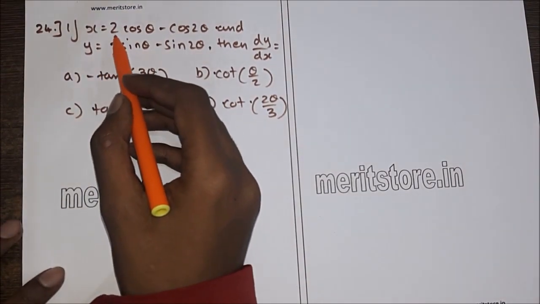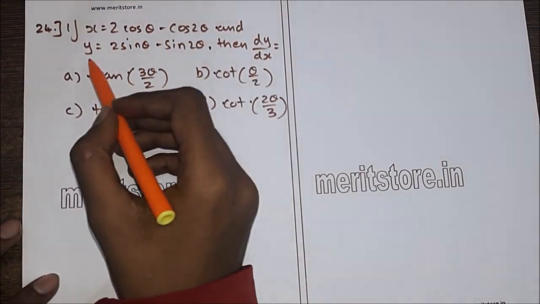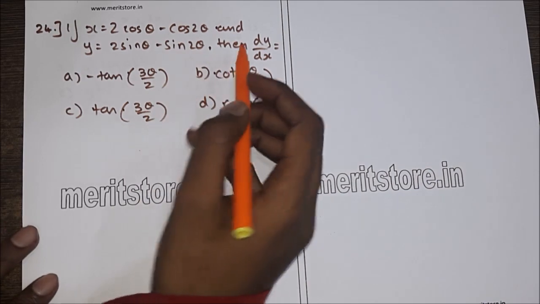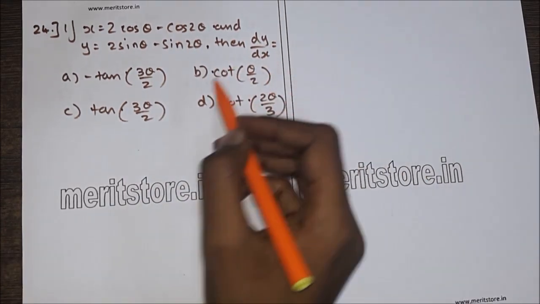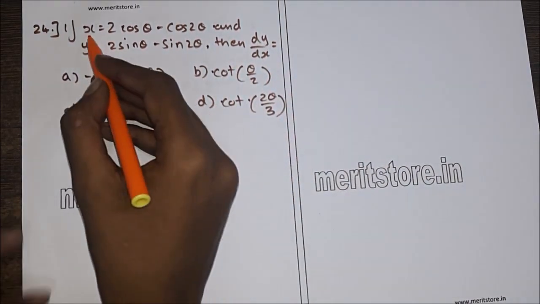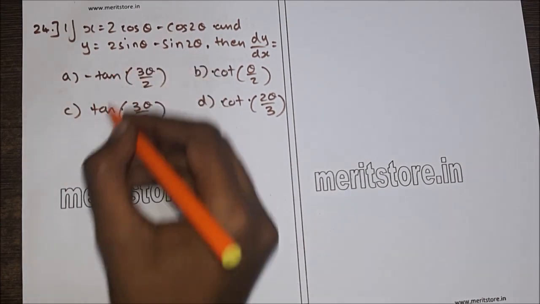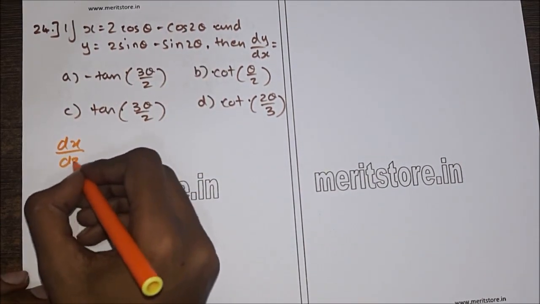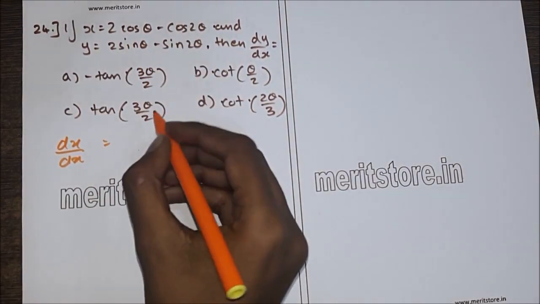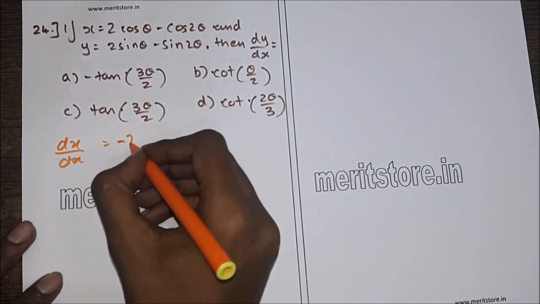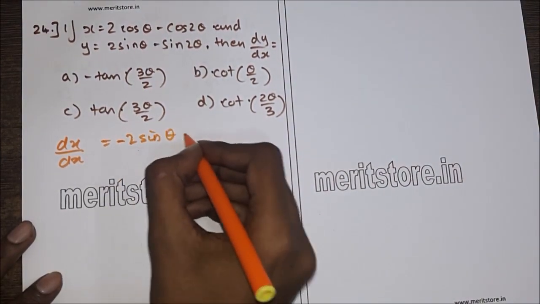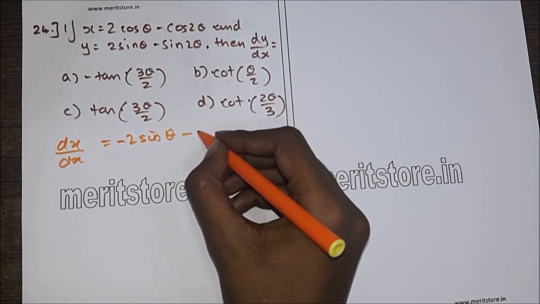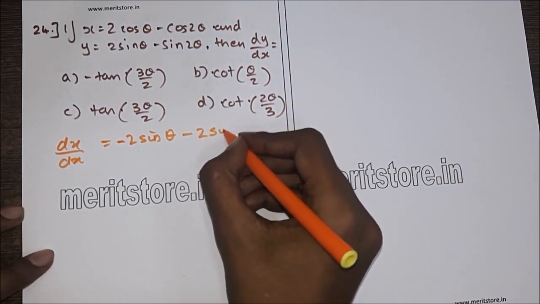If x equals 2 cos theta minus cos 2 theta and y equals 2 sin theta minus sin 2 theta, then dy by dx is, these are the options. So first we differentiate x with respect to theta. So dx by d theta is differentiation of cos theta is minus sin theta. So this is minus 2 sin theta. Similarly for this it is minus 2 sin 2 theta.